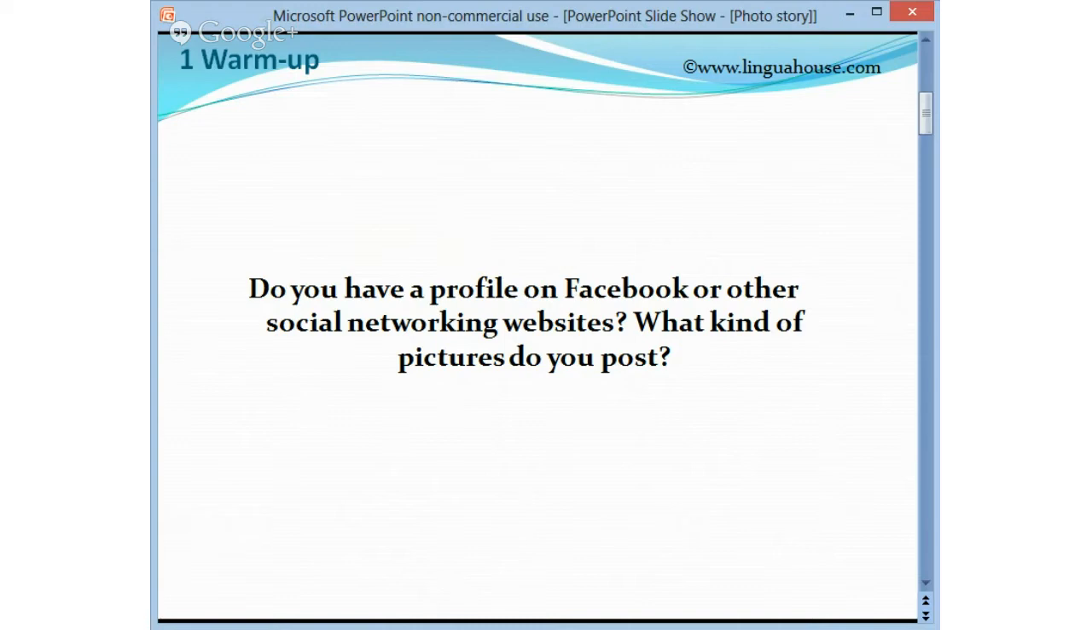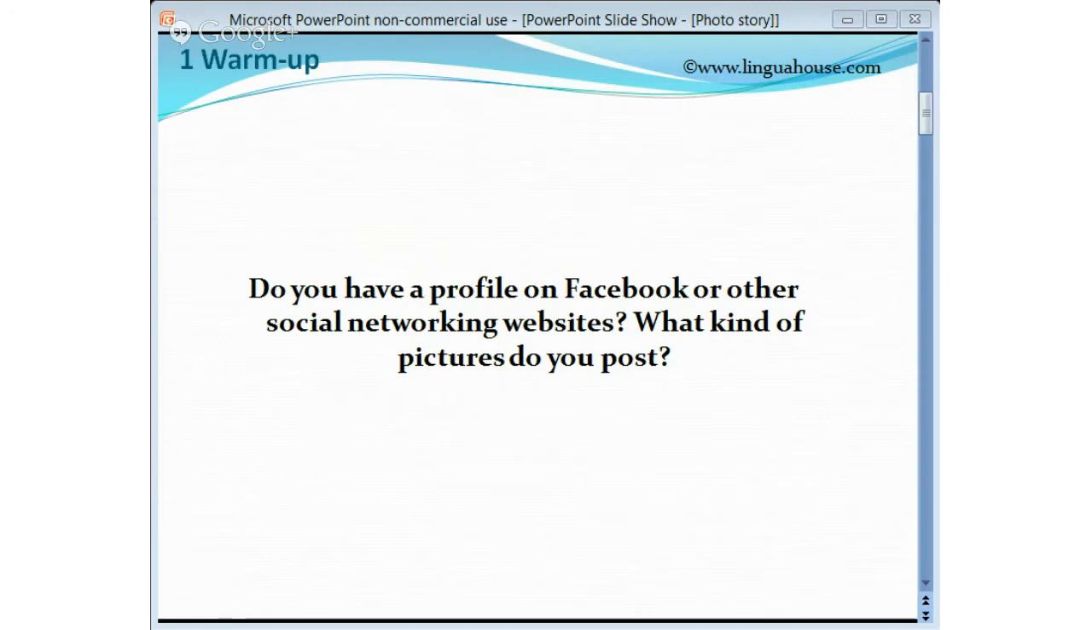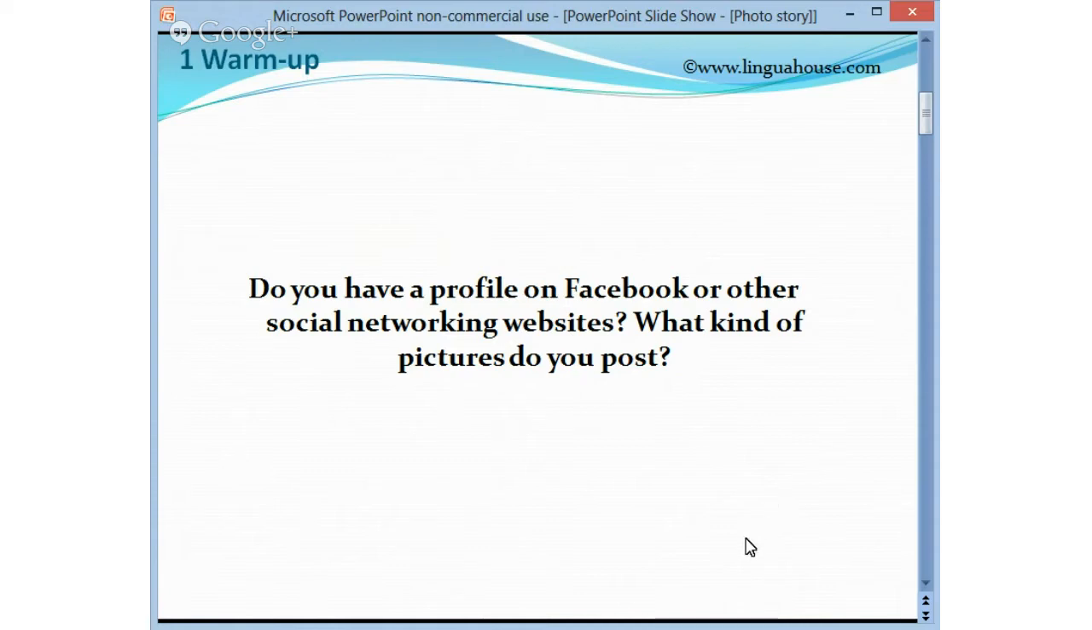My avatar in a cartoon theme. Okay, good. Luis, what about you? Okay, I have a profile in Facebook. And do you put pictures on that? Do you share pictures? No, I don't share anything. Okay, some people do and some people don't. Why do you not like to share pictures? I think this is my privacy. Okay. Yeah, I understand that.